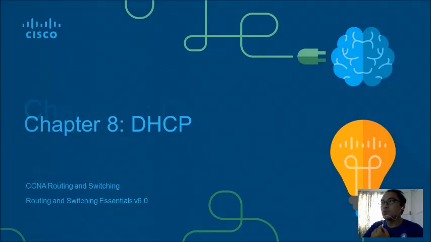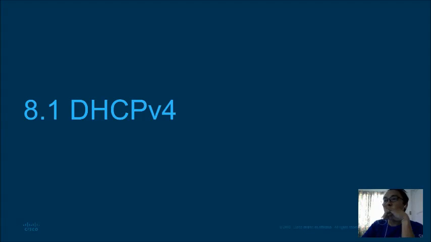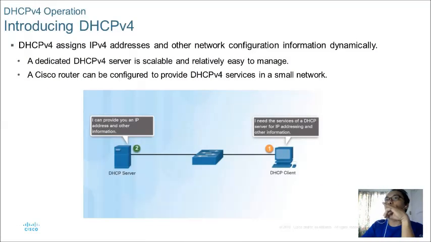Okay? So everybody knows what DHCP is. It's the Dynamic Host Configuration Protocol, no? And this Dynamic Host Configuration Protocol is the procedure on how your DHCP server gives out IP addresses. So without further ado, there are two types of DHCP that we are going to tackle. One is DHCP version 4 and the other one is DHCP version 6 for IPv6. DHCP version 4 assigns IPv4 addresses and other network configuration information dynamically.